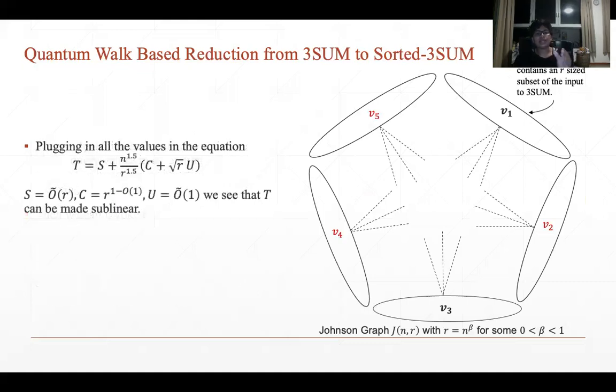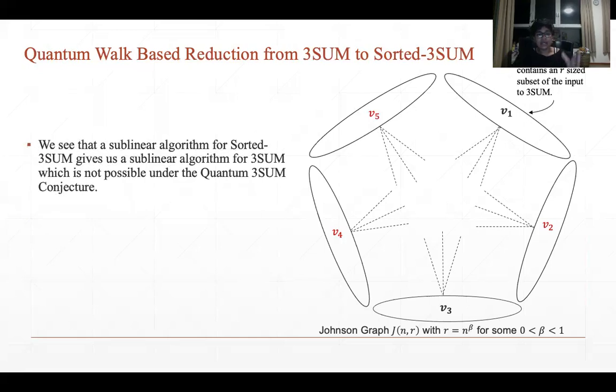Then by plugging in the values in the same equation, let me address it by t, with s being almost linear in R, c strictly sublinear in R, and the update time being almost constant because we are ignoring the polylogarithmic factor, we see that the total value of this expression can be made sublinear. Which means a sublinear algorithm for sorted threesome can be used to give a sublinear algorithm for the original threesome in the quantum setting. But that is not supposed to be possible unless the quantum threesome conjecture is false.